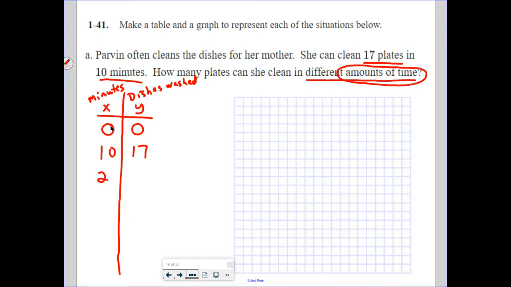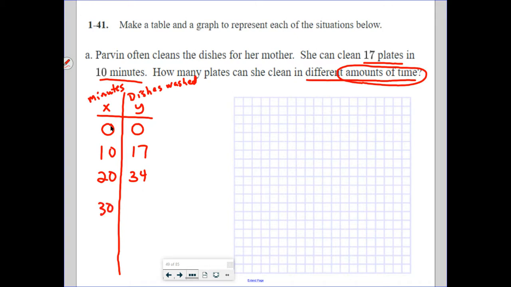And what would be the next logical step? Well, what about 20 minutes? If she washes 17 in 10 minutes, what would I do to figure out how many she washes in 20 minutes? Well, if the amount of time doubles, the amount of dishes should double. So if she washes 10 more minutes, she should wash another 17 dishes. So she should get, what's 17 plus 17? Well, that's 34.